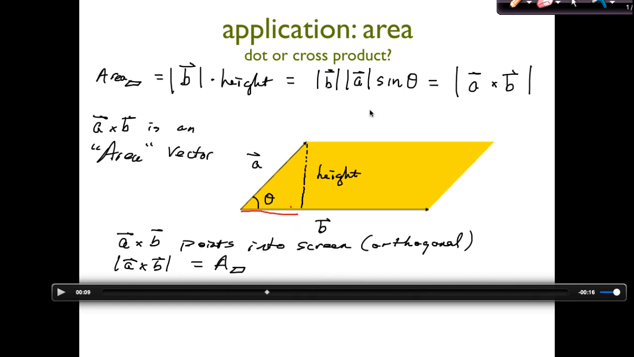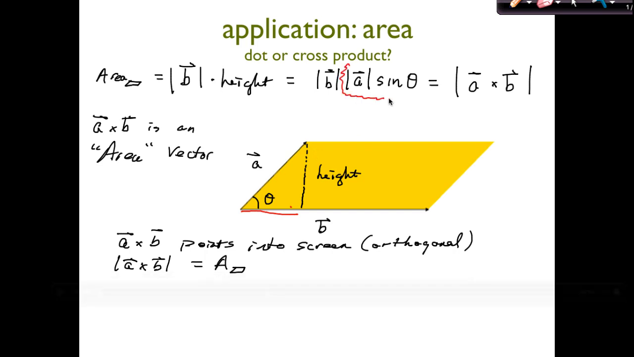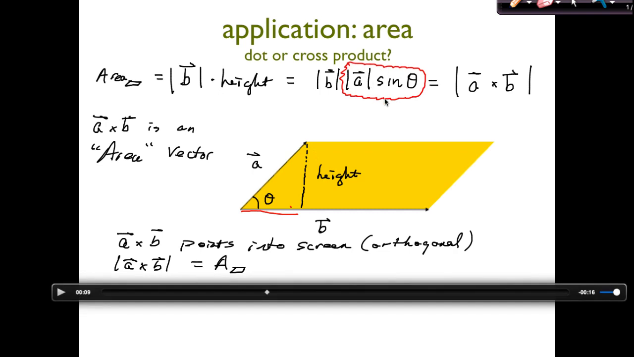So the magnitude. Yes, okay, exactly. So this right here is the height. Then the magnitude of the cross product divided by the magnitude of B. Is that what you're saying? Take the magnitude of the cross product and divide by the magnitude of B. That would get you that height. Is that what you're saying? Kind of.